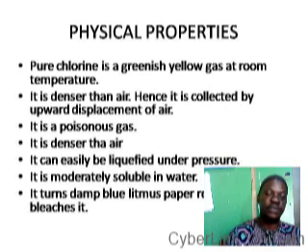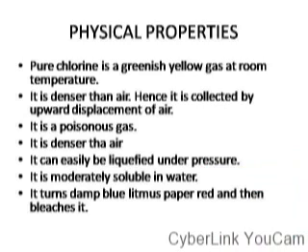Now, physical properties of chlorine. The physical properties of chlorine include its color. It is a greenish yellow gas at room temperature. It is denser than air, just like we have said, and therefore it is collected by downward delivery or upward displacement of air. It is a poisonous gas, therefore it should be prepared in a fume cupboard. That is the safety precaution that we need to put into consideration. Any gas that is poisonous should be prepared in a fume cupboard.